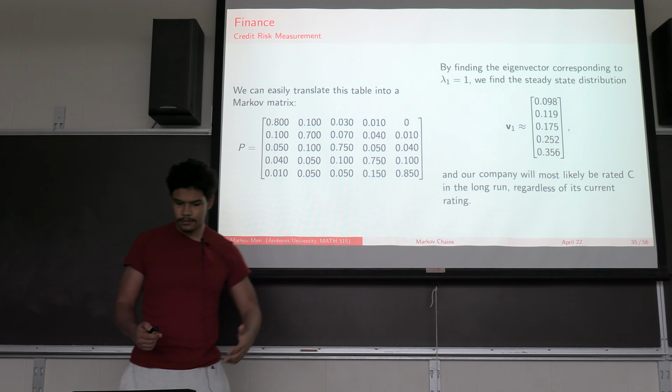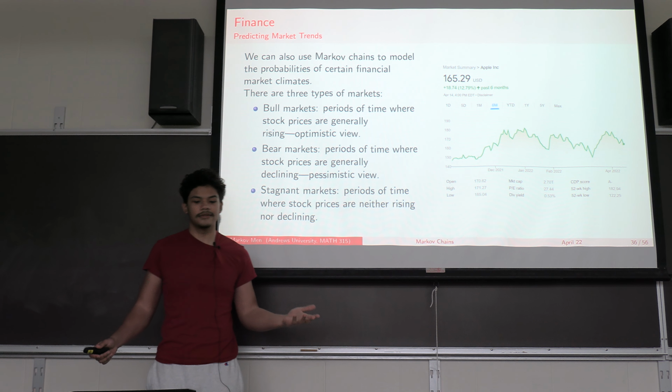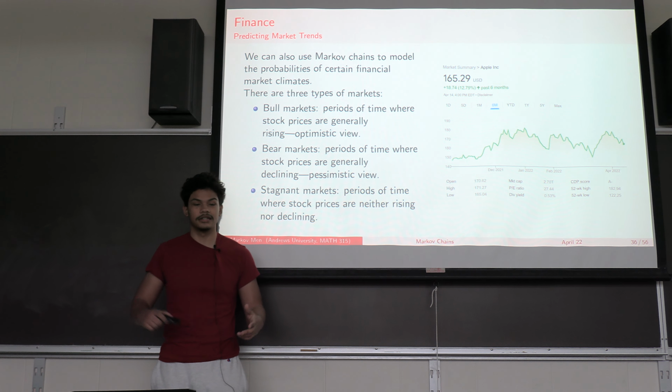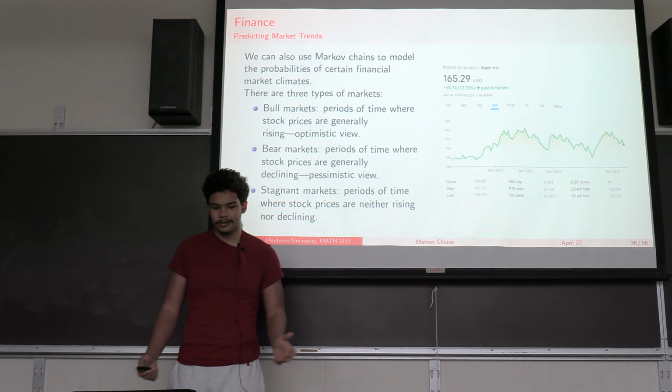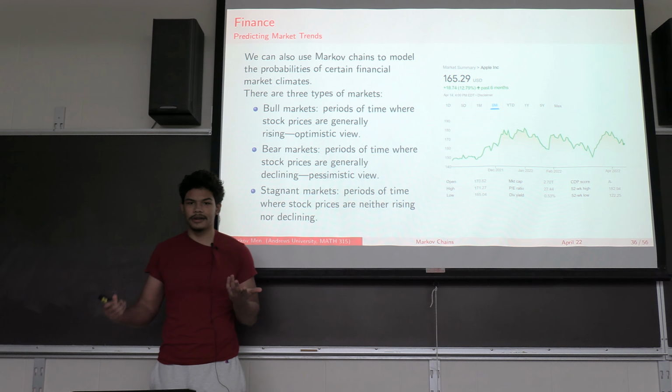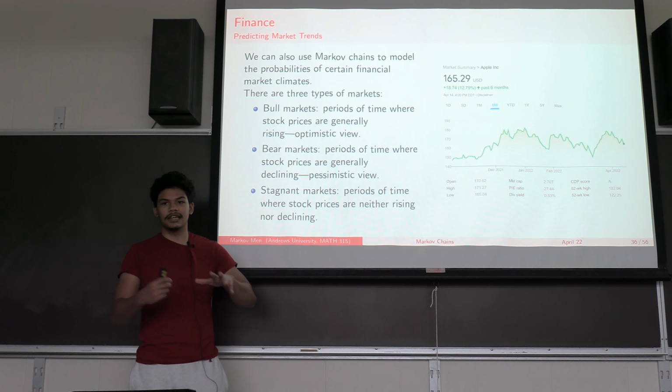We can make other applications in finance, for example, modeling the probabilities of certain financial market climates, right? So we just define some terms. A bull market is a period of time where the stock prices seem to be generally rising, a more optimistic way of looking at it, whereas a bear market is a period of time in which stock prices are generally declining, or a more pessimistic way of looking at it. Whereas then we also have stagnant markets where it's not really going anywhere. It stays kind of in the same spot, neither increasing nor declining.